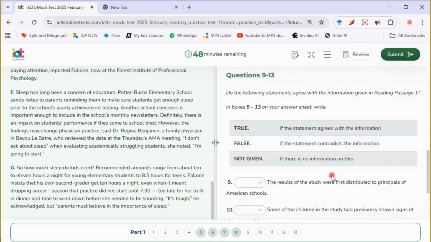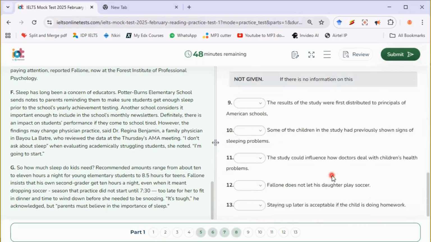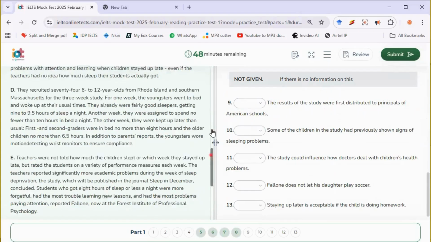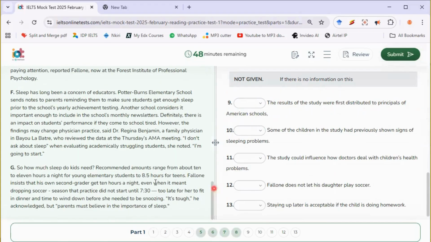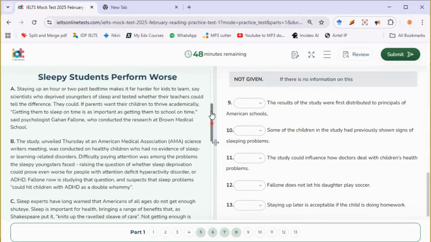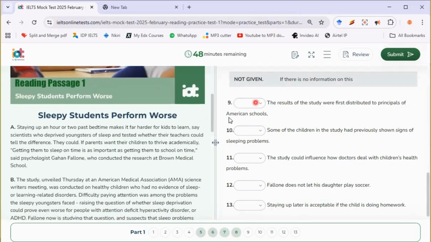Okay? Now, let's look at true false not given. Same strategy of what? Starting with the questions. Look at it. The results of the study were first distributed to principals of American schools. So American is a keyword for me here because it's a proper noun. So I'll go back to the beginning. Can you see that in solving the gap filling, I've reached the end of the passage? So to solve number 9, I need to go back to the beginning. I'm looking for American schools and principals.